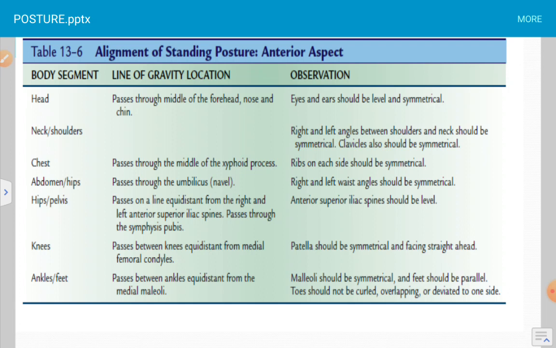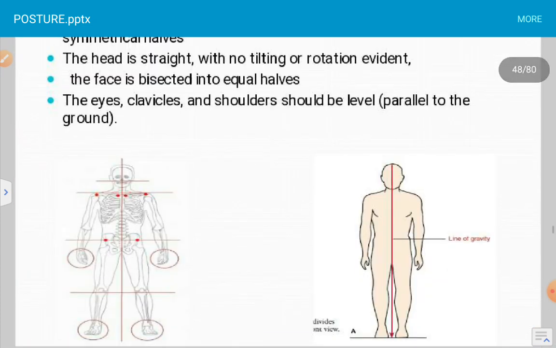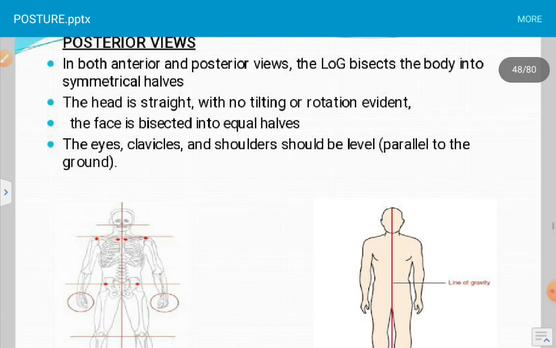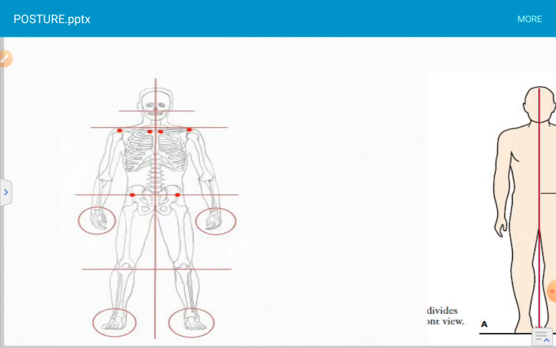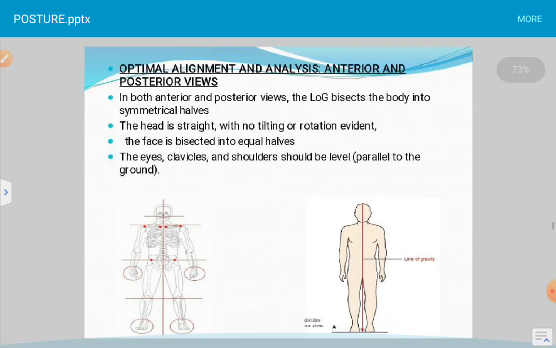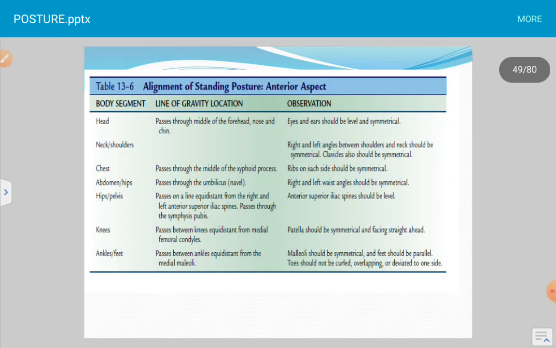The toes should be straight. In the case of the knee, the patella should be symmetrical and facing straight ahead. Next, in the ankle region, the distance between both malleoli should be equal. This is the anterior observation of the line of gravity.